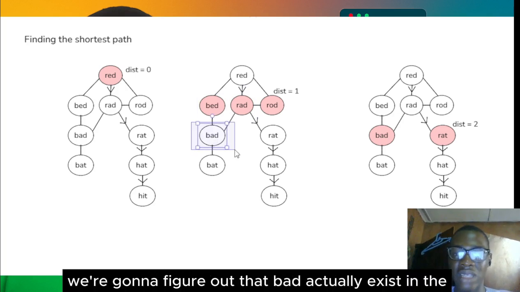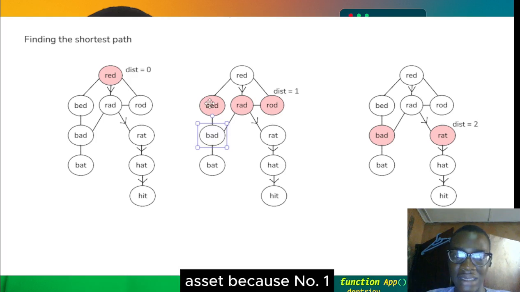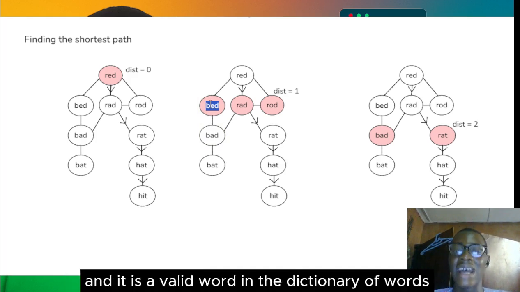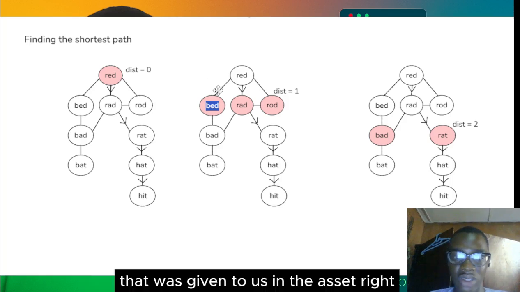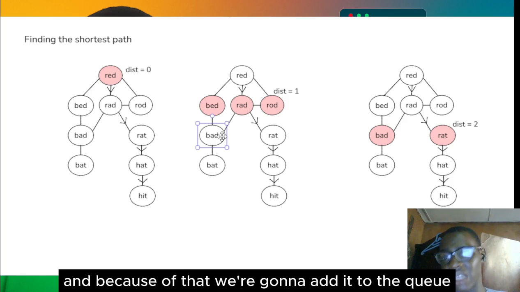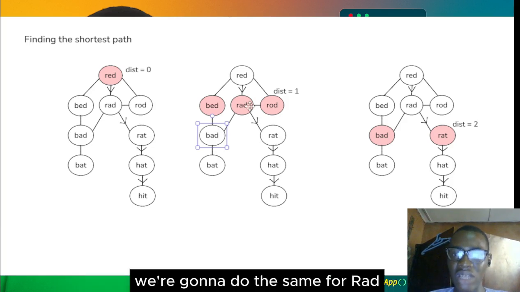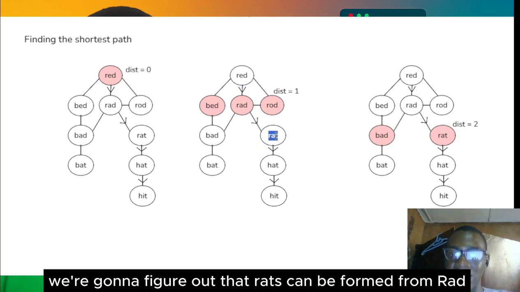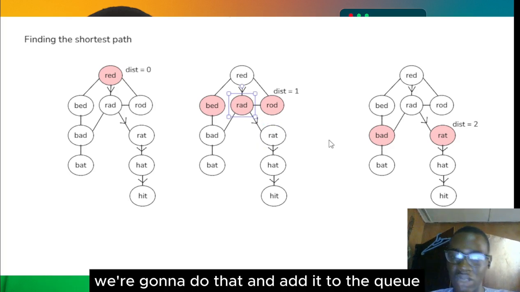We're going to figure out that bad actually exists in the hash set because, number one, it can be formed from bed by changing E to A, and it is a valid word in the dictionary of words that was given to us in the hash set. Because of that, we're going to add it to the queue. We're going to do the same for rad to find possible combinations. We're going to figure out that rats can be formed from rad, and add it to the queue.